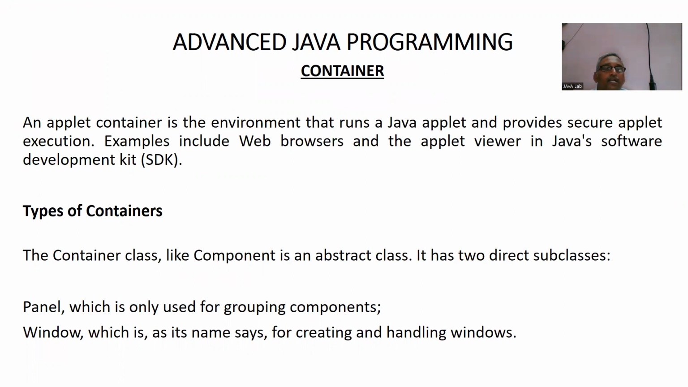Swing packages also act as containers for holding the components. As a type of container, the Container class, like Component, is an abstract class. It has two direct subclasses. Panel, which is only used for grouping components. A window, which is, as its name says, for creating and handling windows.